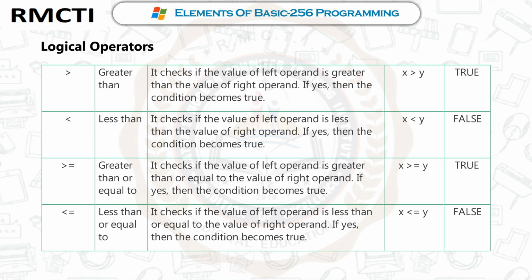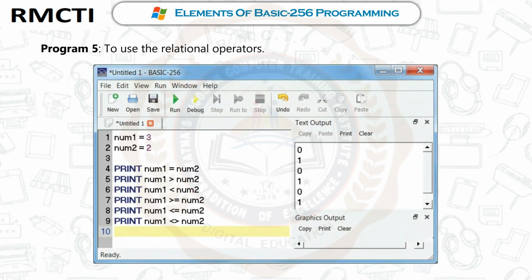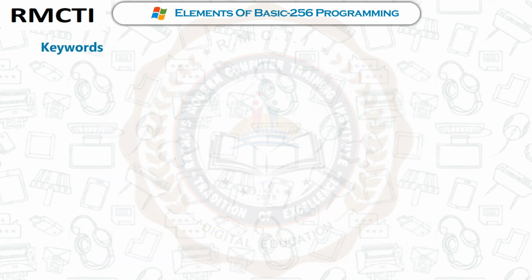True. Less than or equal to. It checks if the value of left operand is less than or equal to the value of right operand. If yes, then the condition becomes true. x less than or equal to y. False. Program 5: to use the relational operators.